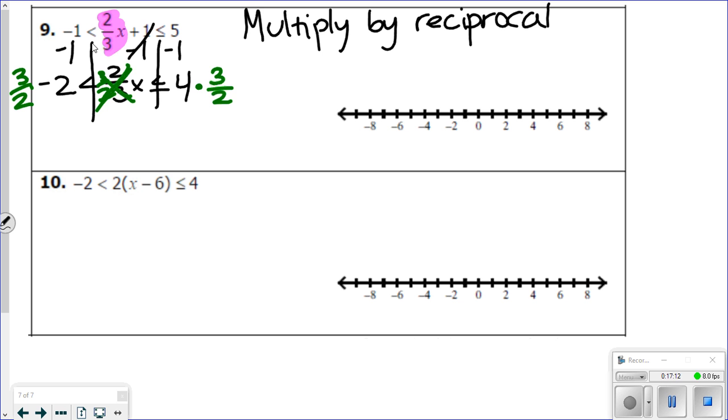We can use our calculator and do 4 times 3 over 2, or we could do it together in our heads. So what's 4 times 3? 4 times 3 is 12. What's 12 divided by 2? We get 6. Good job.